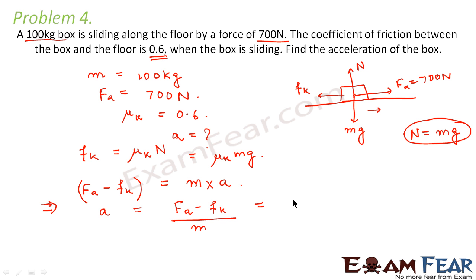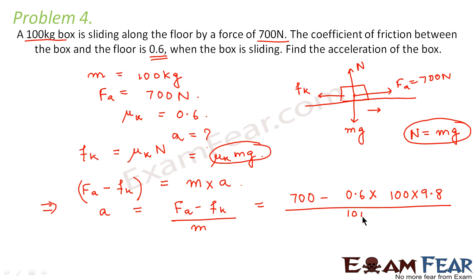Now what is the value of Fa? That is 700 Newton. What is the value of Fk? Fk is nothing but mu k into mg. So what is the value of mu k? 0.6 into m, that is 100, into g, that is 9.8. This divided by m. M is 100. So we calculate this and we get 700 minus 588 divided by 100. So we get 1.12 meter per second square. So this is the value of the acceleration.